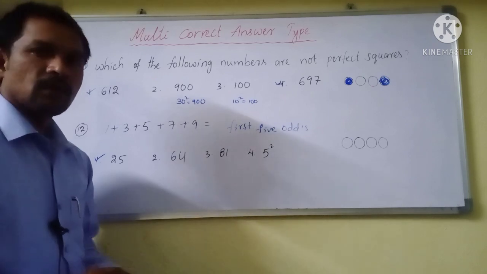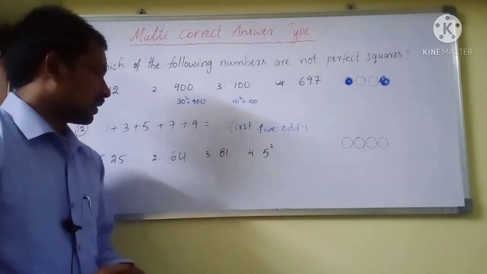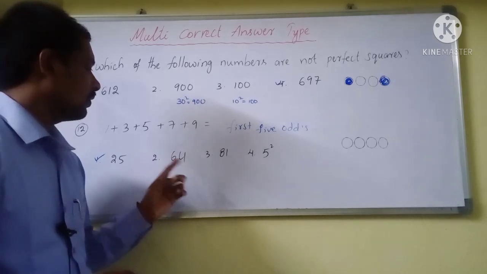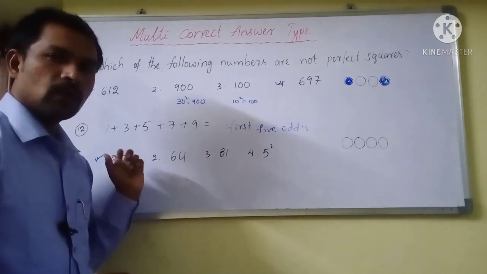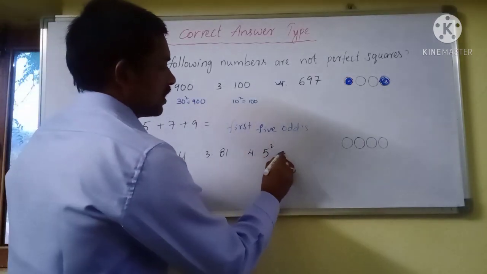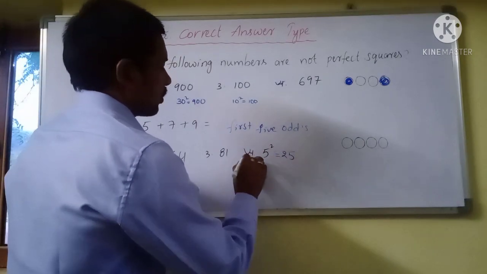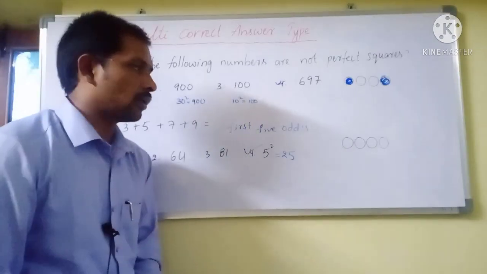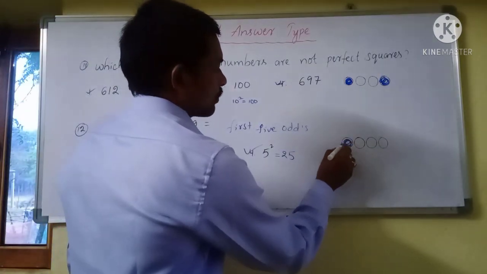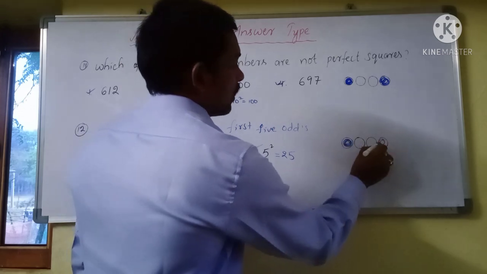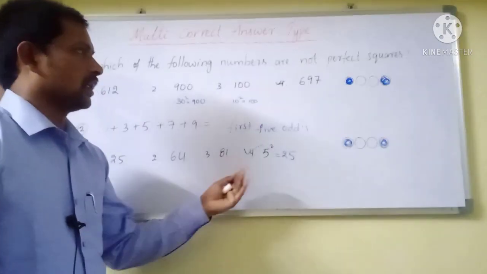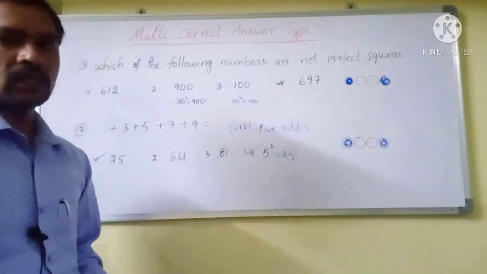But this is a multi-correct answer type. Then another option, 64 is not equal to 25 and 81 is not equal to 25, and 5 square is equal to 25. So here option number 4 is also a correct option. Then we have to choose option number 1 and option number 4 in the OMR sheet. So this is the multi-correct answer type model.